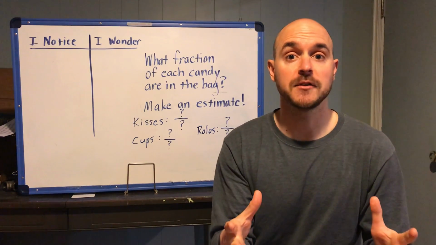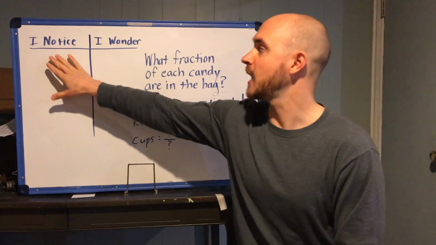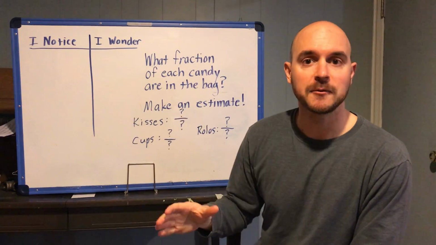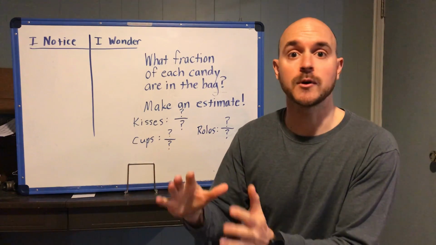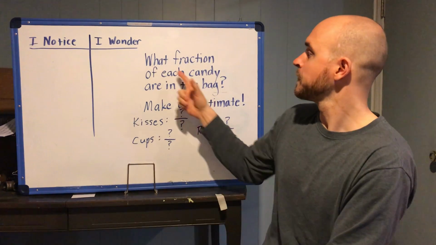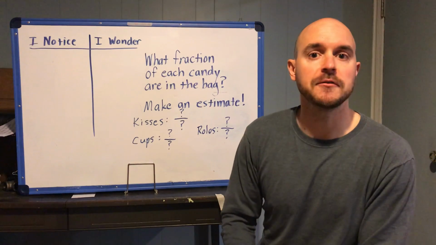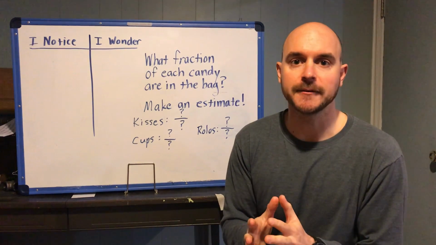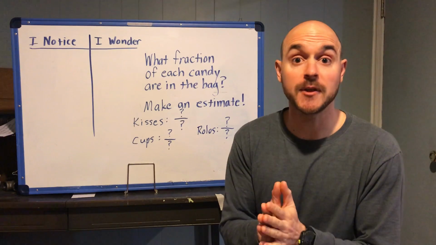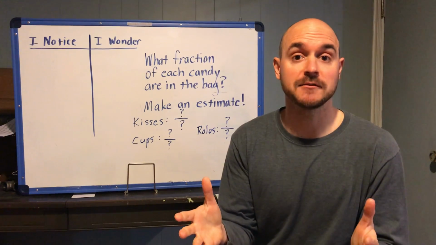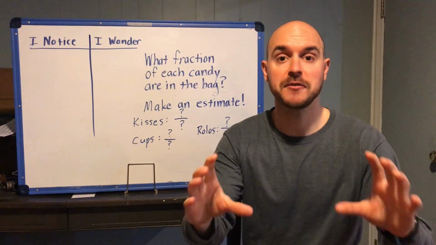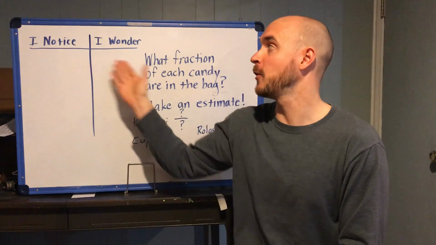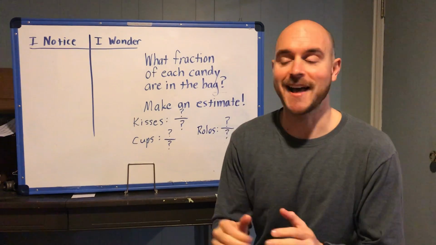So once you've watched the video and you've written down some notes, I notice this, this, and this, I wonder this and this, then we're going to move to the next part of Act 1. We're not moving to Act 2 yet. The goal is to find out what fraction of each candy are in the bag. And so to do that, we're making an estimate as of now because just from that video, we don't have any specific information. We just have what we notice and what we wonder as of now.